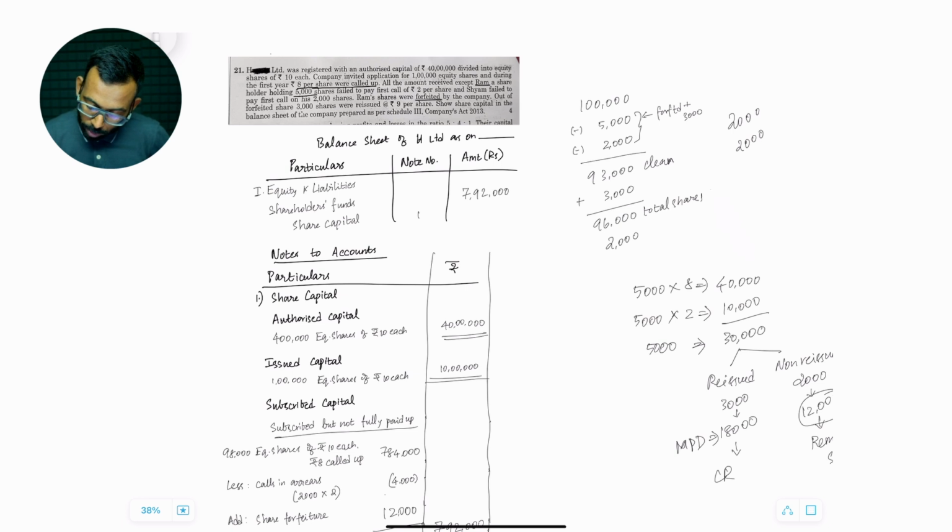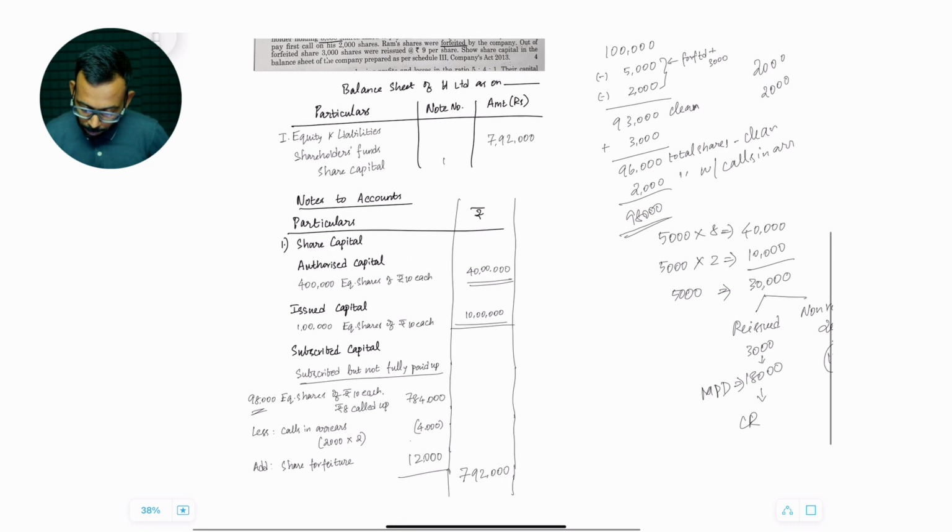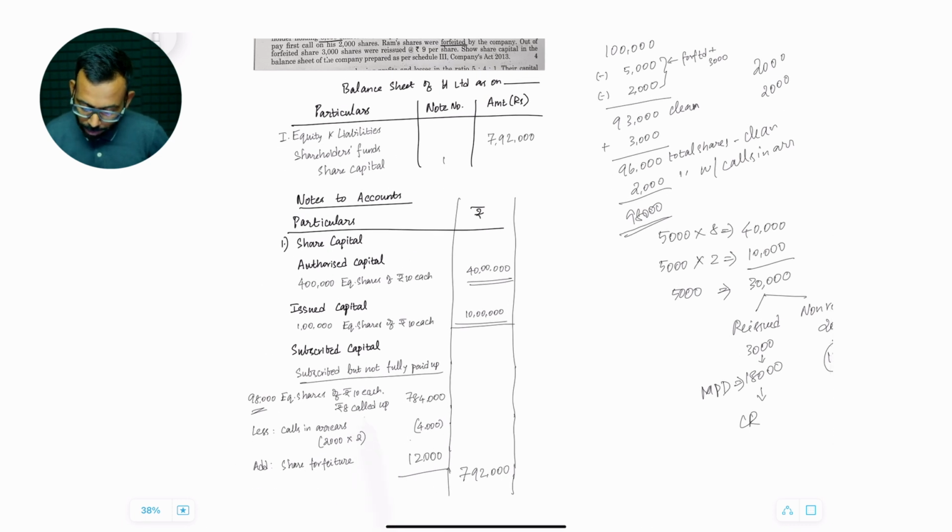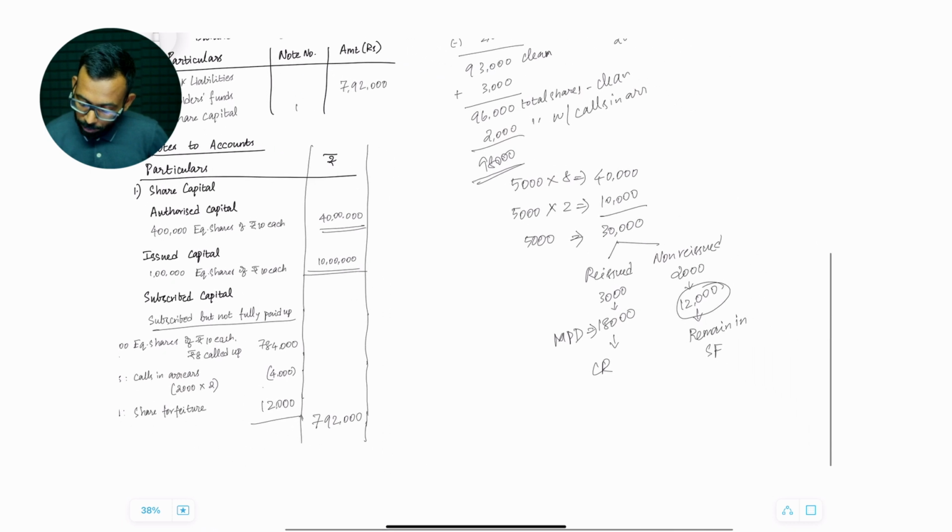Okay, so total shares which are clean are 96,000, and the total shares with calls in arrears is 2,000 shares. So total shares that were in existence in life is 98,000 shares. That's what I have given here, 98,000 shares of 10 each, but 8 called up, which is 7,84,000, and then subtract the calls in arrears from there, and then add share forfeiture. The share forfeiture working note I have given here.